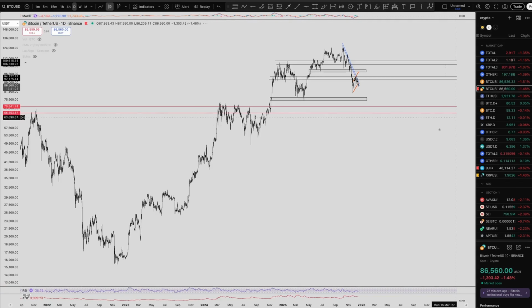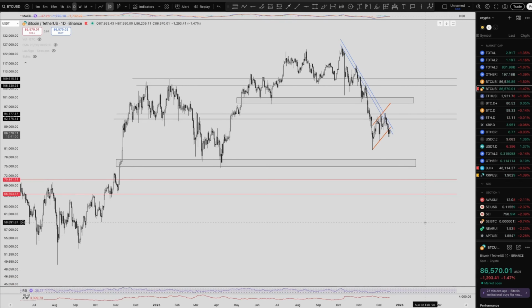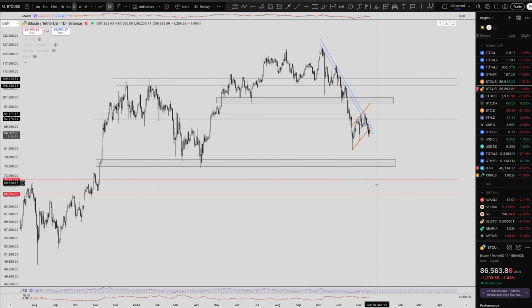The signals are telling us that the likelihood of Bitcoin dropping is higher, and in this scenario where Bitcoin reaches $70,000, the probability that altcoins will experience a sharp decline is high.